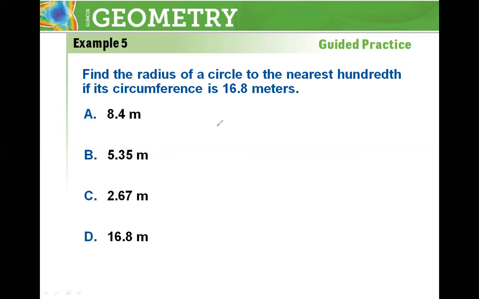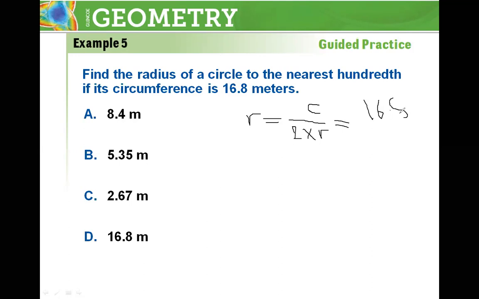So to find the radius r, we take the circumference and divide it by 2 multiplied by pi. Okay, the circumference equals what? 16.8. So 16.8 divided by 2 times 3.14. Do you have a calculator? Mazen?